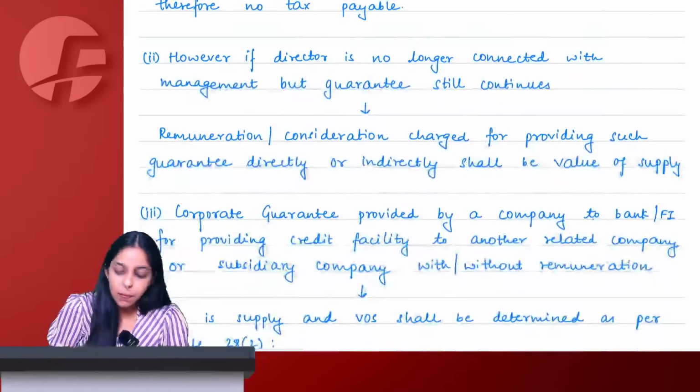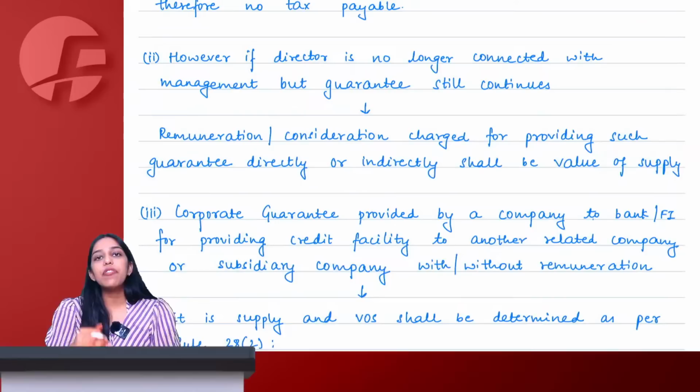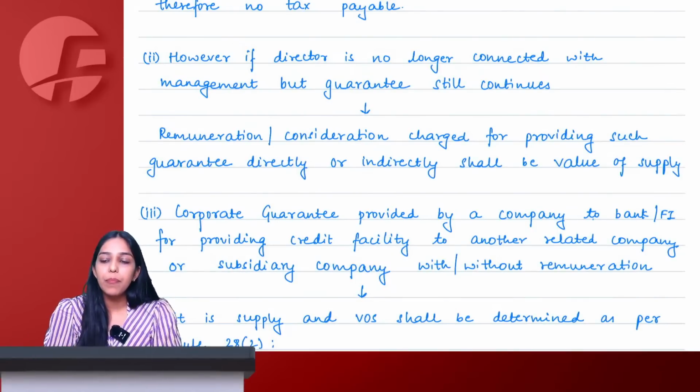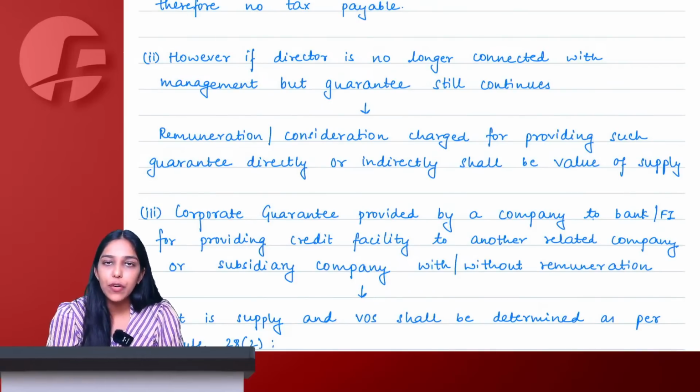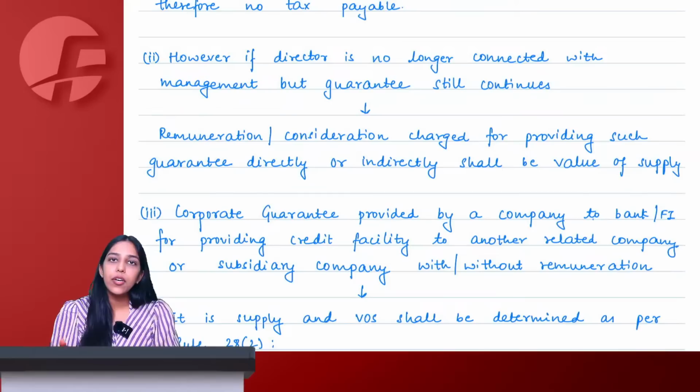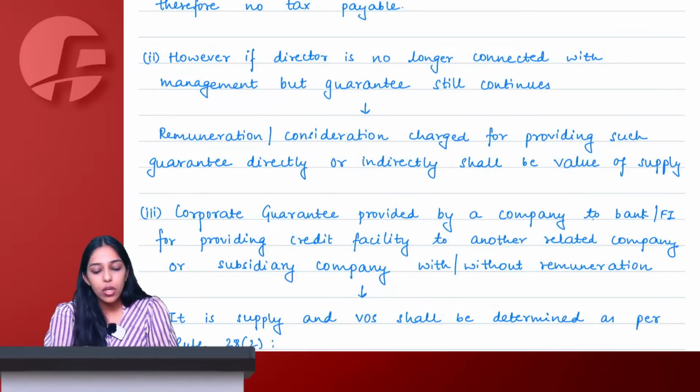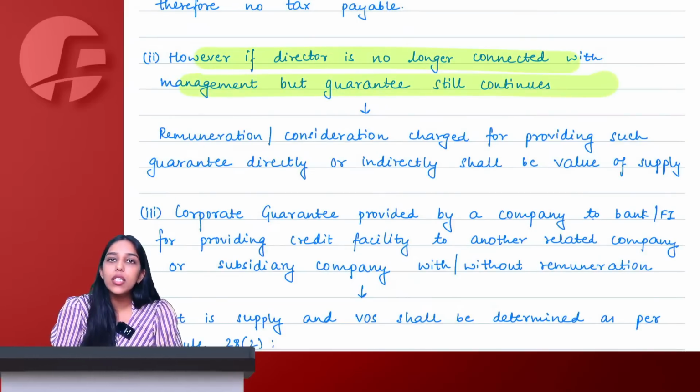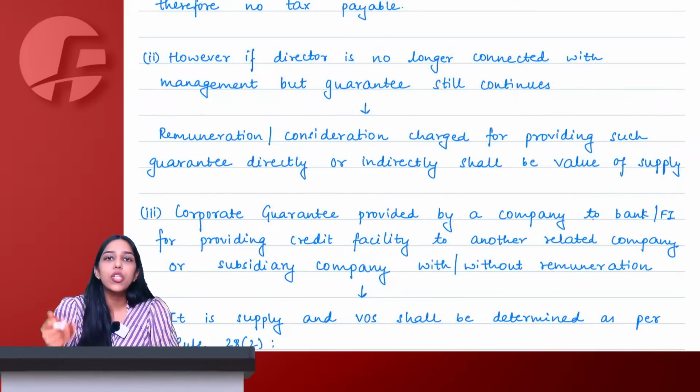Yes, ma'am. Now, what if the director is no longer a director of the company? He has resigned. If he has resigned, then whatever actual remuneration he is charging, that becomes the value of supply. But ma'am, he is not charging any remuneration. Now he is no more director, he is no more related. Then if no consideration, no supply. General rule. So if the director is no longer the director of the company, then the general rules of supply will start to apply.